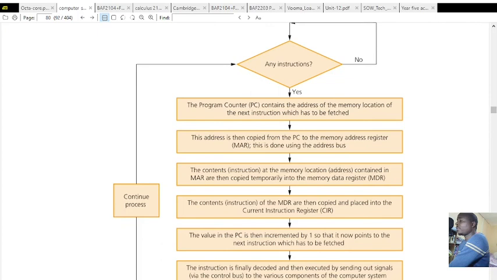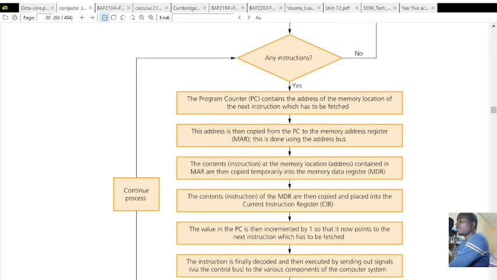So I believe this is very important for you, as it lays some basis and some basic understanding for you, so that you are able to understand how generally the central processing unit works.